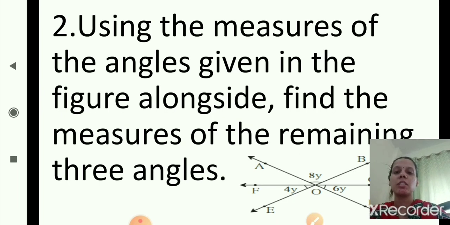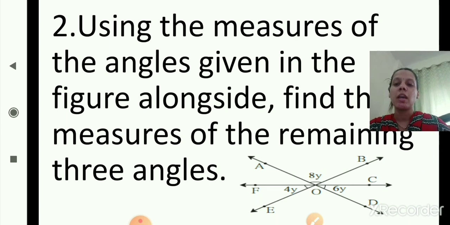So this is question number 2 from your textbook. Using the measures of the angles given in the figure alongside, find the measures of the remaining 3 angles. As you can see here, one figure is given and the measures of some angles are given. You will find out the measures of the remaining angles.